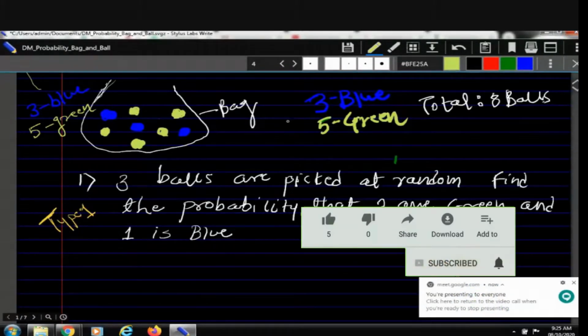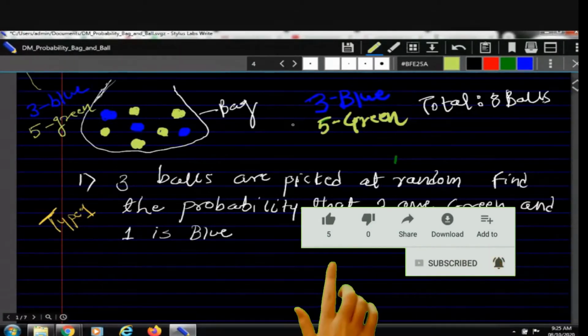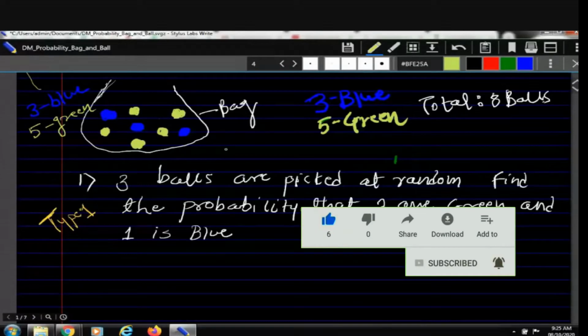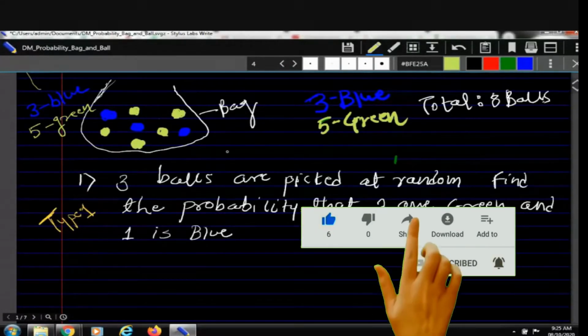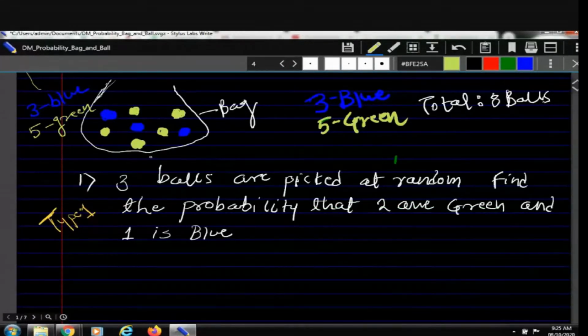So what does this bag and ball problem contain? This problem has a bag, and that bag contains some colored balls like blue, green, red, orange, and so on. And what is your experiment? Your experiment is you are picking or drawing some balls from the bag, and you have to find the probability of which colored balls those are.